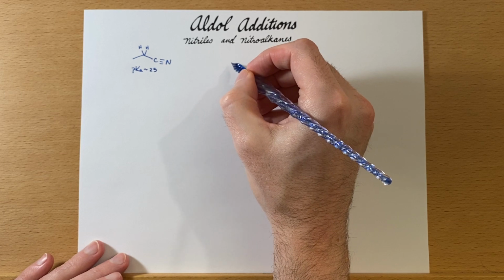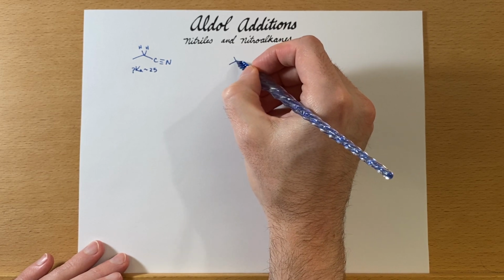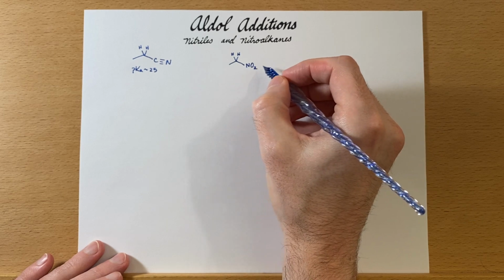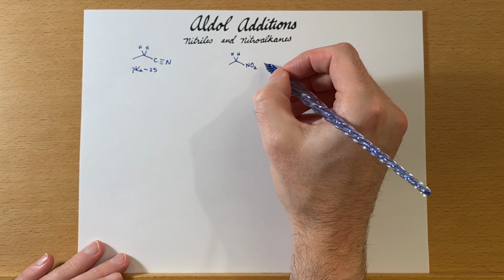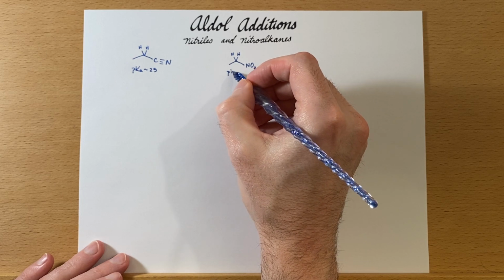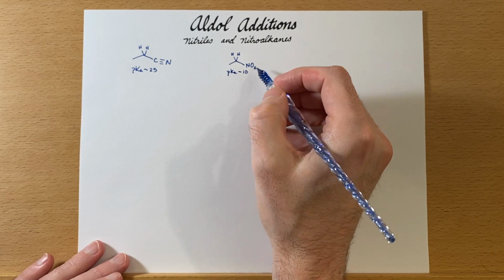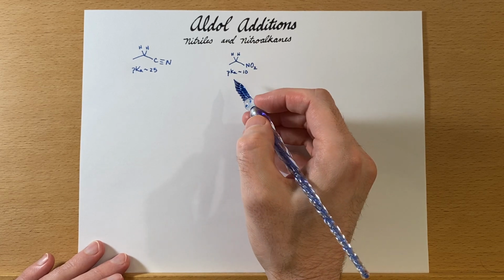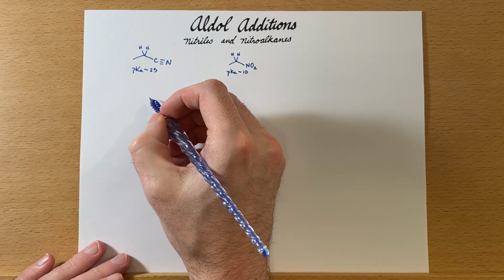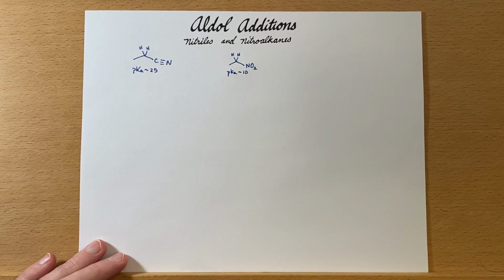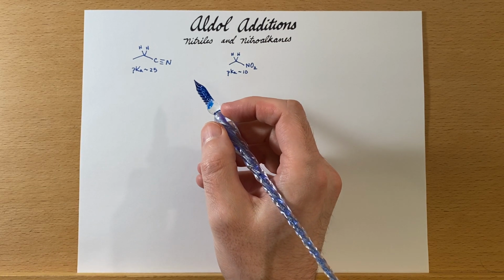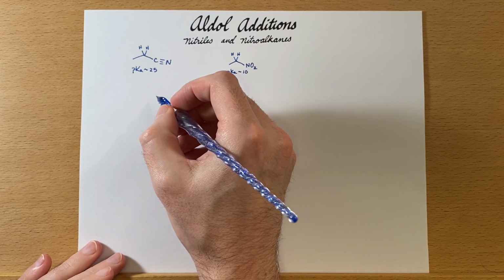Now nitro compounds are even more acidic. So we have a nitro here, and the pKa for these is around 10. So we won't even need very strong bases to deprotonate here, and that could be helpful. So let's just look at a couple of examples of these working, and keep in mind that this type of reaction has the same mechanism as an aldol, and so I probably won't cover that in this video, just to make it a little shorter.